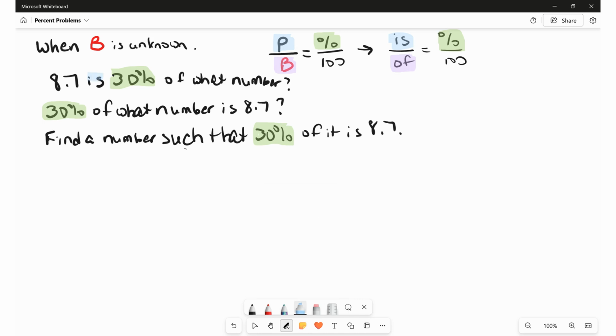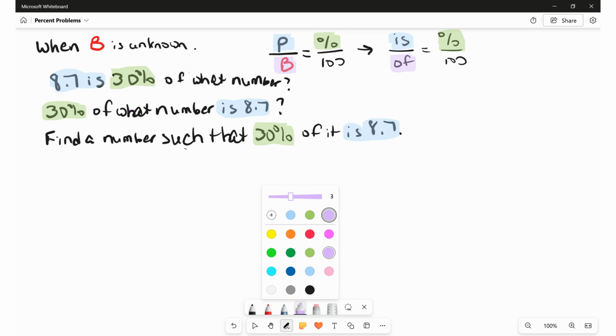Now we see the word is and the number closest to it. That's not the percent. See the word is and the number closest to it, is, and the number closest to it. And then we have the word of. We have the word of.